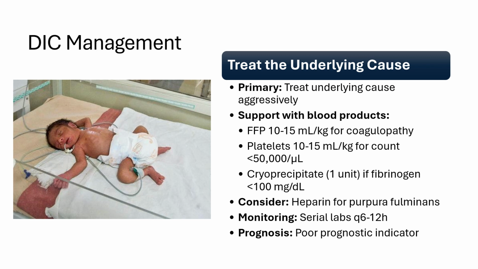Serial laboratory monitoring every 6 to 12 hours guides ongoing replacement. Watch fibrinogen levels and platelet counts as markers of consumption severity. Remember, normal values don't mean DIC resolved. They might reflect aggressive replacement masking ongoing consumption.